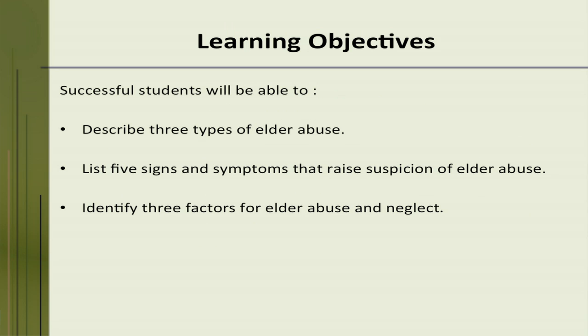By the end of this presentation, what you should be able to do is describe 3 types of elder abuse, identify signs and symptoms that raise suspicion of elder abuse, and identify 3 factors that put older adults at risk for elder abuse and neglect.